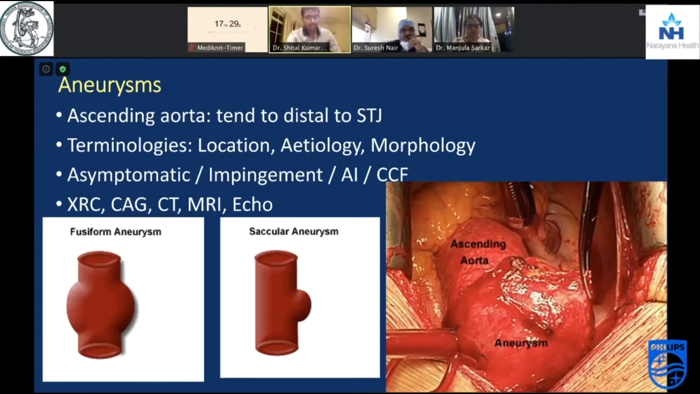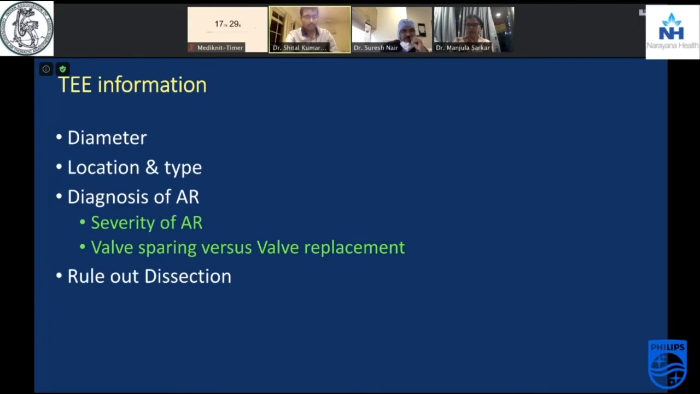Aneurysms in the ascending aorta tend to be distal to the sinotubular junction, and there are various terminologies used depending on the location, etiology, and morphology. So fusiform is a sausage-like or circumferential dilatation, whereas saccular is more of an outpouching. So TEE information: we are looking at the diameter, location and type, diagnosis of AR, severity, and valve sparing versus valve replacement, and to rule out dissection.